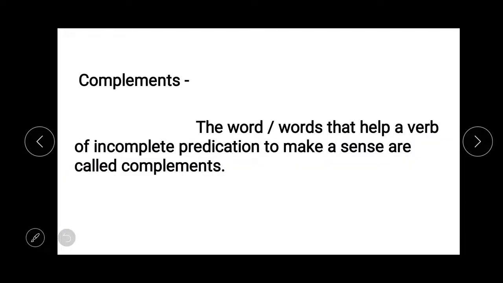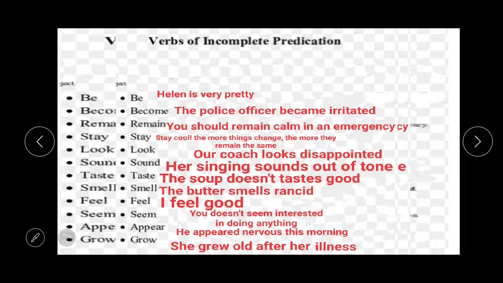Now let me show you the definition of complements. Students, the word or words that help a verb of incomplete predication to make sense are called complements. Now, for your better convenience, here I have included a list of verbs of incomplete predication. These are the list of the verbs, and I have included a few examples so that you may clarify it. Number 1 is be, and the example is "Helen is very pretty."